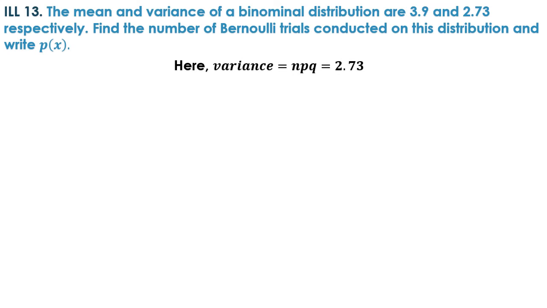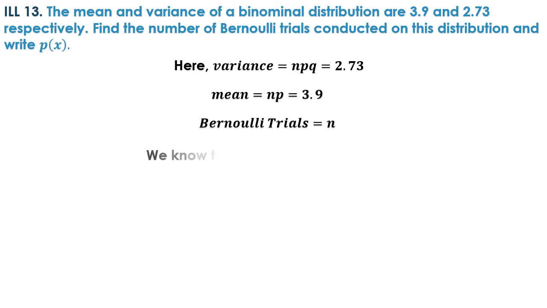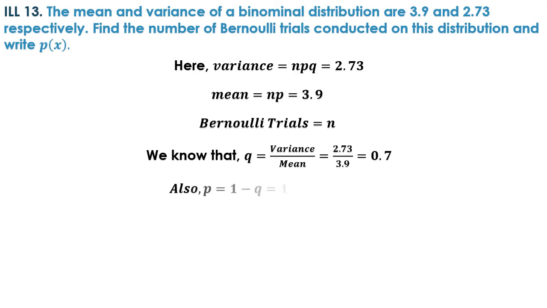I think I have already explained the characteristics of the binomial distribution, in which variance was NPQ and mean was NP. And the third thing which I told you, that Bernoullian trials are n, which we are supposed to calculate first. Now, one of the characteristics was that Q is variance upon mean, that is 2.73 upon 3.9, which is 0.7. So always remember this concept, variance upon mean is Q, that is 0.7, and if we have Q, we can calculate P, that is 1 minus Q, 1 minus 0.7, 0.3.